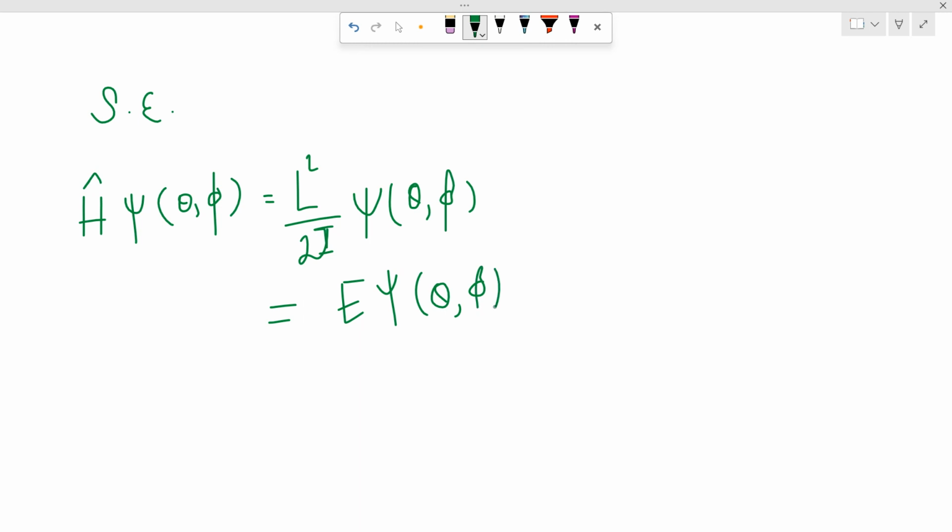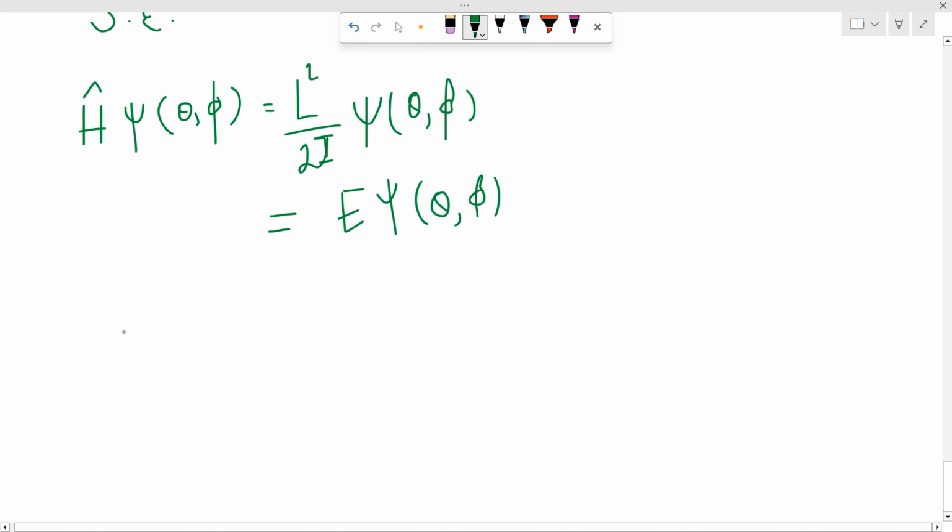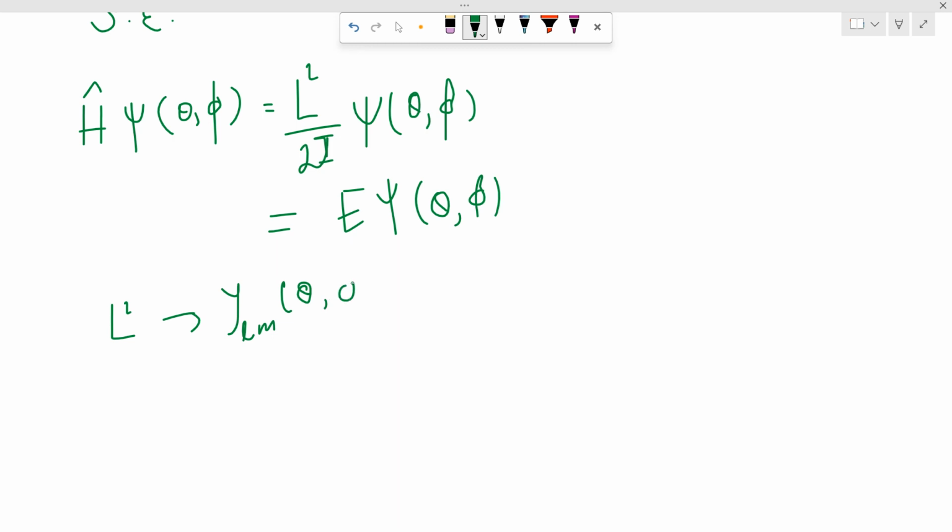Now, the eigenstates of L square are the spherical harmonics, Y l m theta phi. So the corresponding energy values E l will be h cut square by 2I, l into l plus 1, where l is 0, 1, 2, 3, 4.